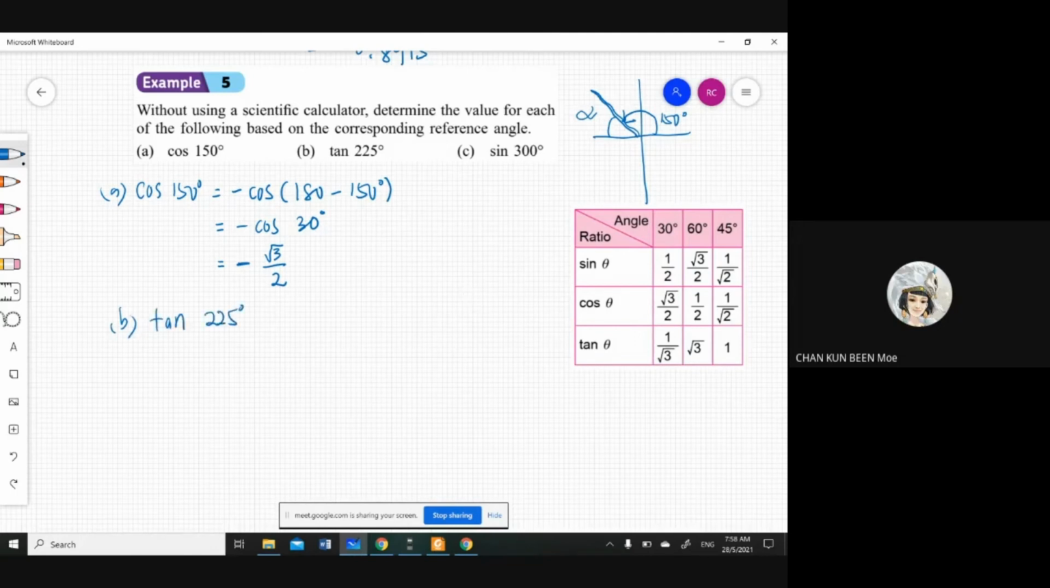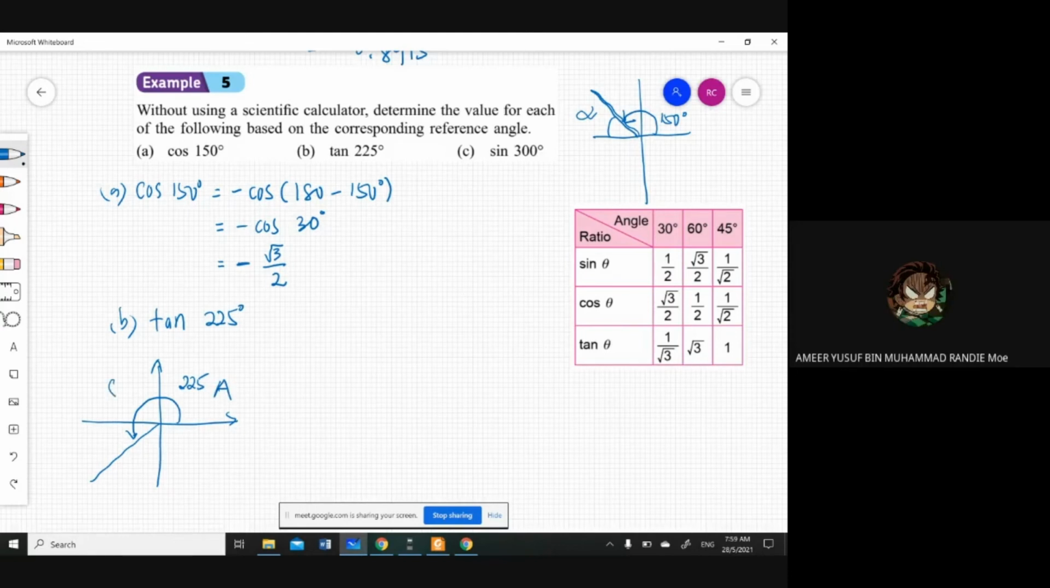Tan 225 degree. Okay, so you determine 225 is in which quadrant? The third quadrant, right? Yes, correct. For the third quadrant, which one is positive? Tangent. A, S, T, C. Sometimes you will get confused because this is new to you, right? You are just at the beginning, but when you reach the middle part later on, you get used to it. You won't make any mistake anymore.